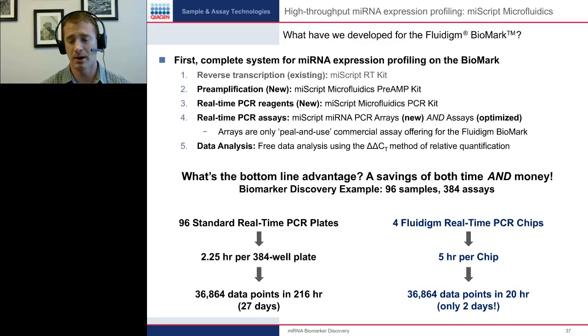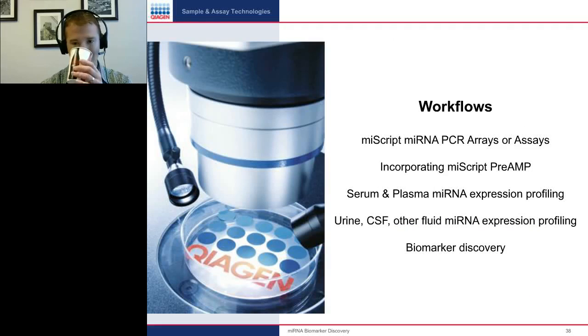However, if you use a Fluidigm BioMark, you can achieve the same experiment with only 4 chips. And being very generous, very conservative in time, 5 hours per chip, you can achieve your 37,000 data points in 20 hours, which is a more manageable 2 days. Now let's quit talking about products and discuss some of the workflows that you'll use.